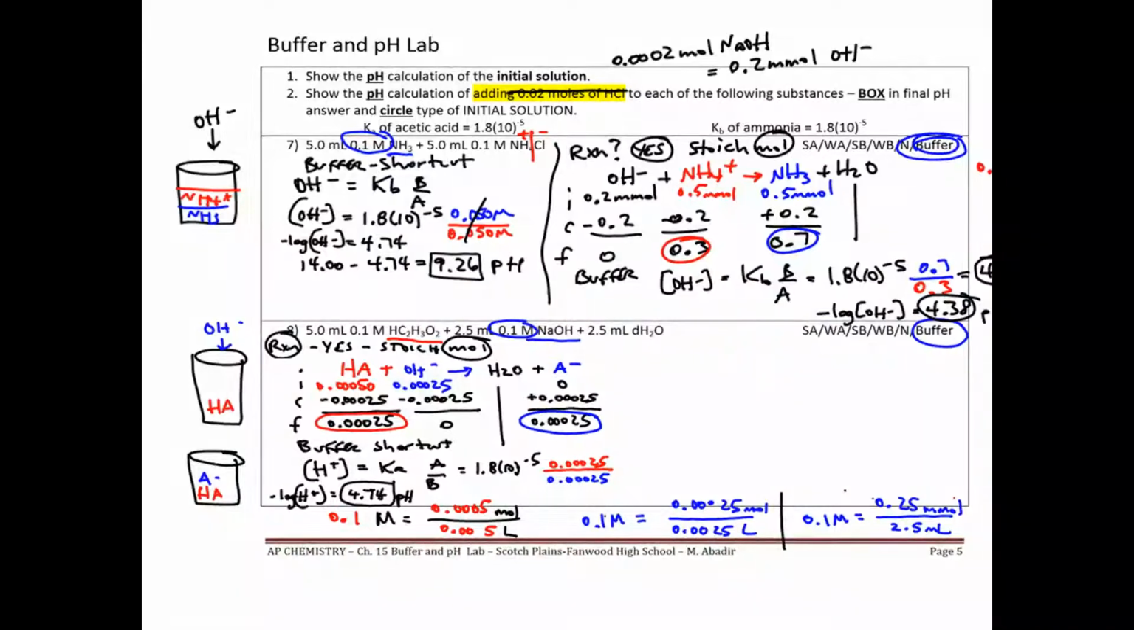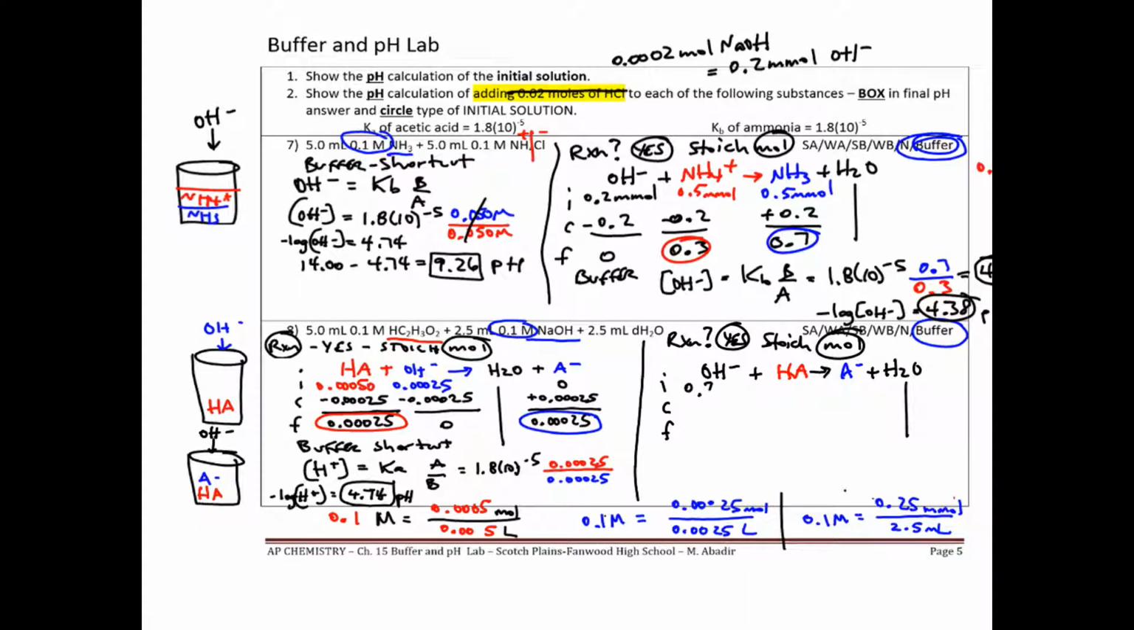I have a buffer from number 8 that I formed, and now I'm going to add to that the hydroxide. So is there a reaction? The answer is yes. Stoichiometry in moles, because whenever you add an acid or a base to a buffer, there will be a reaction. So I'll write the reaction. The OH minus is going to find the acid part of the buffer, which is HA, to form the basic part of the buffer, which is the A minus, and you will also have water, which we're not going to worry about. Then we're going to do ICF.